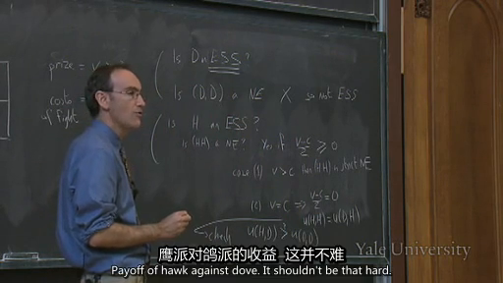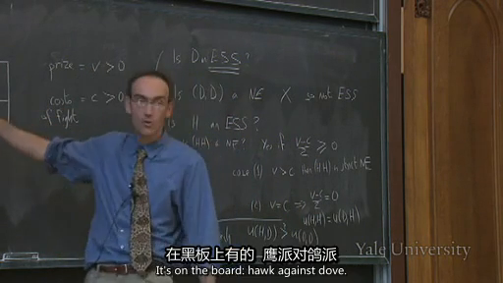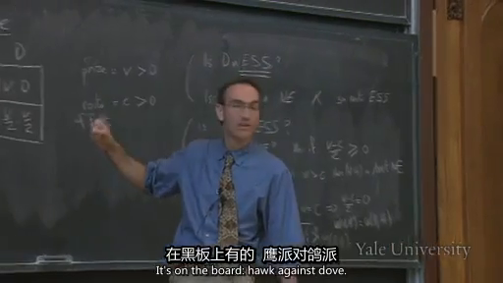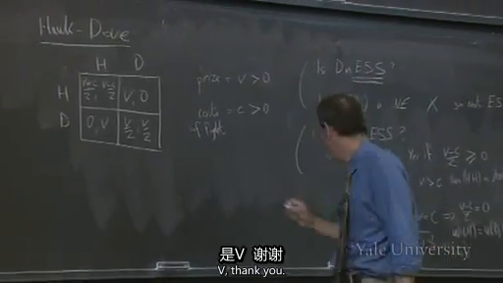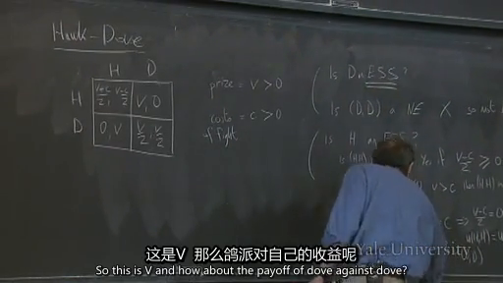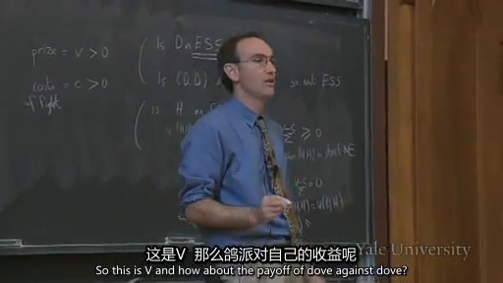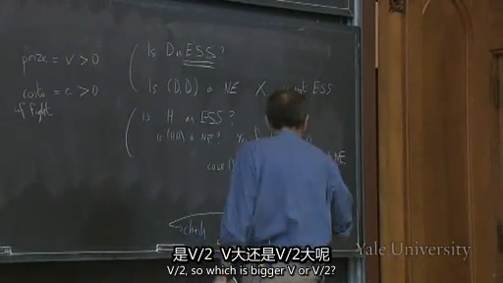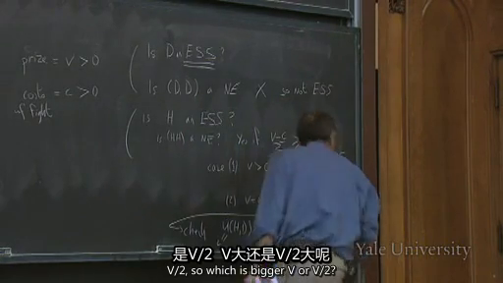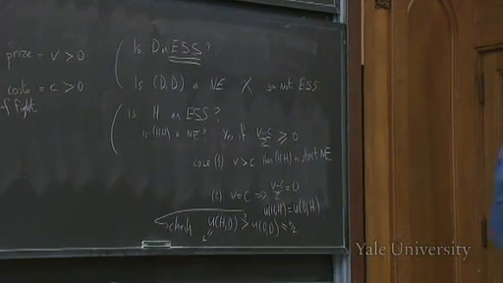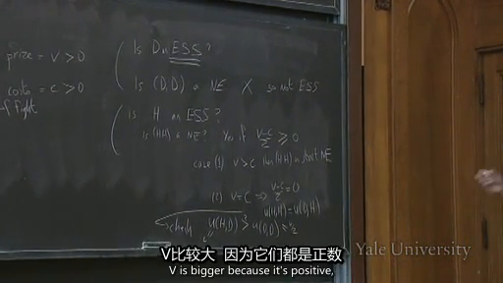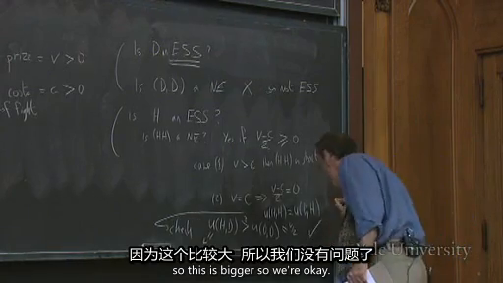Anybody? Payoff of hawk against dove? This shouldn't be that hard. It's on the board. Hawk against dove. Shout it out. V, thank you. So this is V. And how about the payoff of dove against dove? V over 2. So which is bigger, V or V over 2? V is bigger because it's positive, right? So this is bigger, so we're okay.